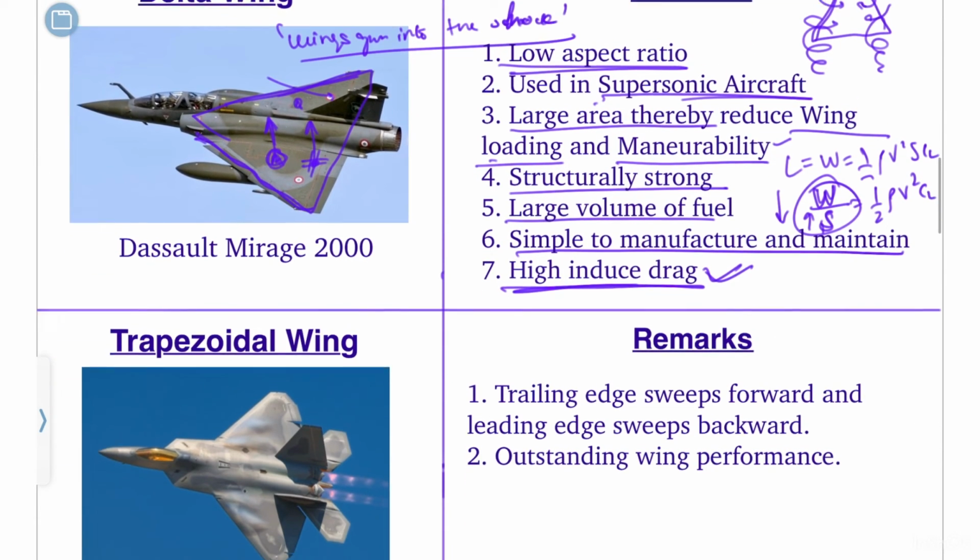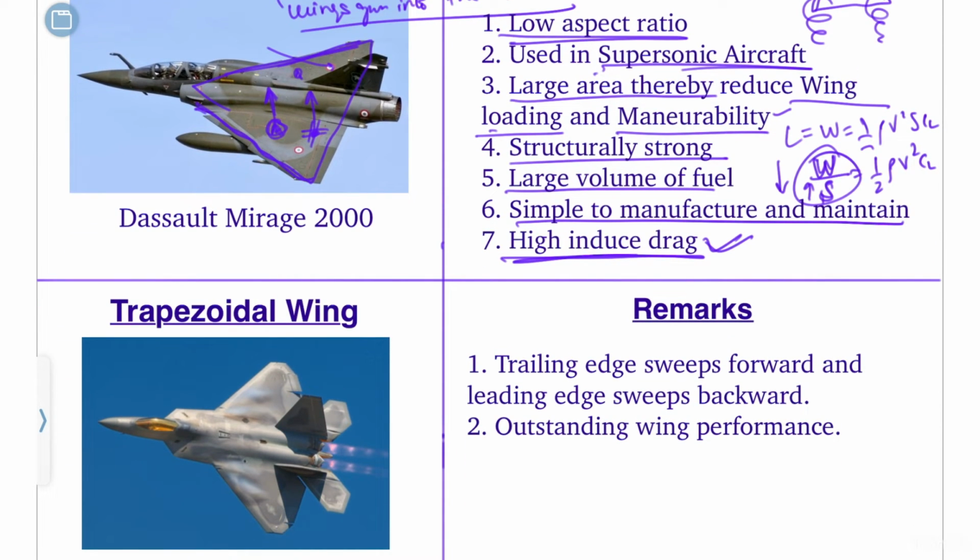So for the wings, next is trapezoidal. It's a small twist on the delta wing only. So the trapezoidal is like a kite, as you can see. If this is the front and this is the rear, the trailing edge is sweeping forward and the leading edge is sweeping backward.